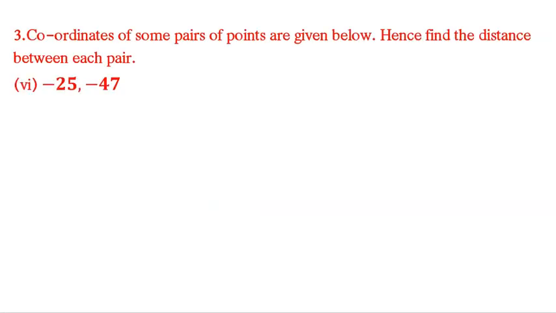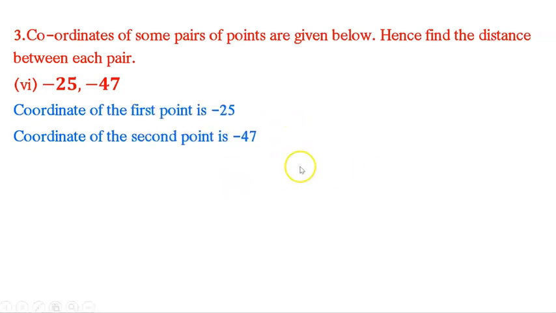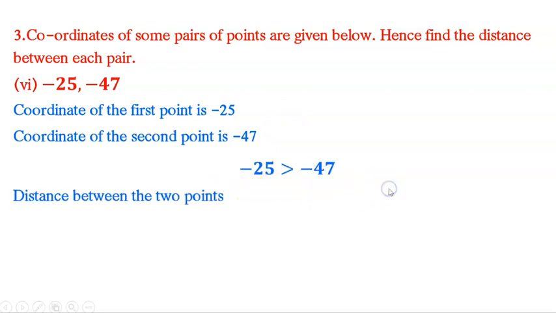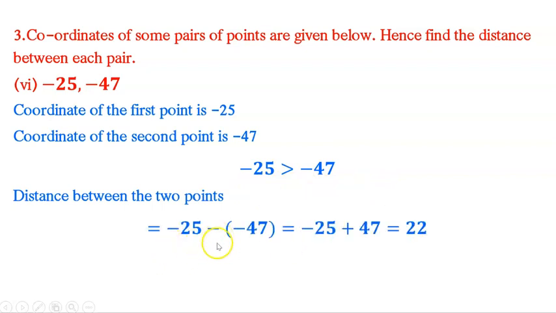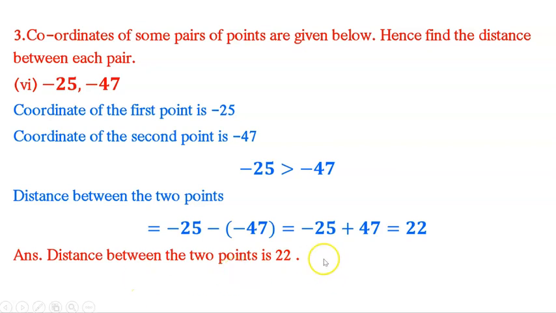Okay. Now next. -25, -47. Coordinate of first point is -25. Coordinate of second point is -47. -25 is greater than -47. Therefore, the distance between the 2 points is -25 minus in bracket -47. -25 plus 47 is equal to 22. Okay. And hence the distance between the 2 points is 22.